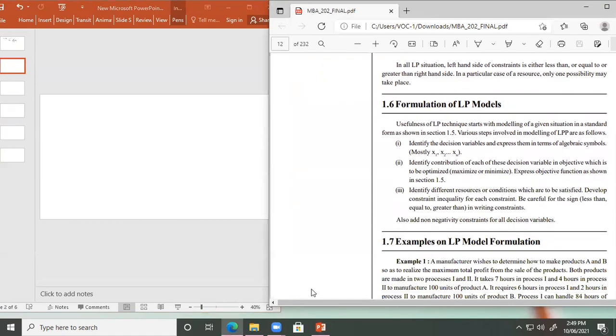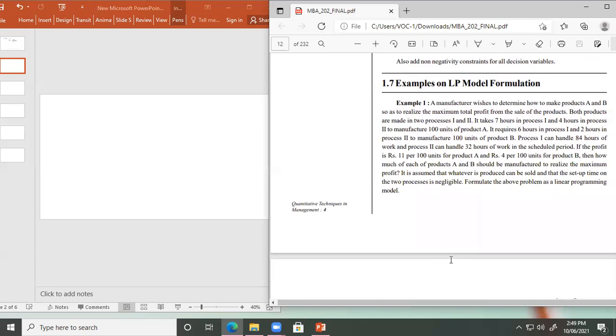The usefulness of the linear programming technique starts with modeling of a given situation in standard form. So various steps are involved in this, and we will discuss the steps involved. The first one is to identify the decision variables and express them in terms of algebraic symbols. The next step is to identify the contribution of each of these decision variables in the objective, which is to be optimized, and express the objective function. Then identify the different resources or the conditions which are to be satisfied. This is the third step.